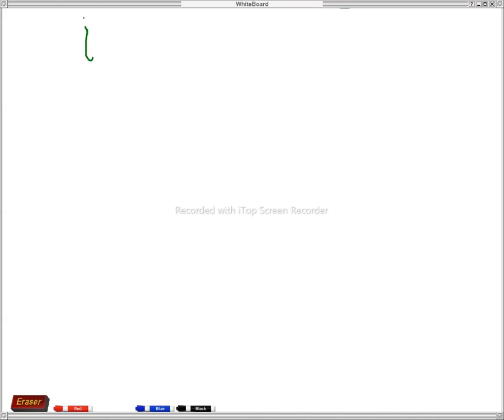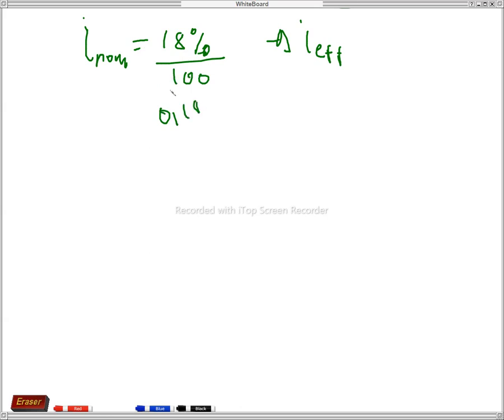Let me just say I nominal is equal to 18%. And we have to convert it to I effective using the formula. So don't forget, we want this in decimals, you understand? So we are just going to divide this by 100 so that we can have something like 0.18 when we divide it by 100. You understand?